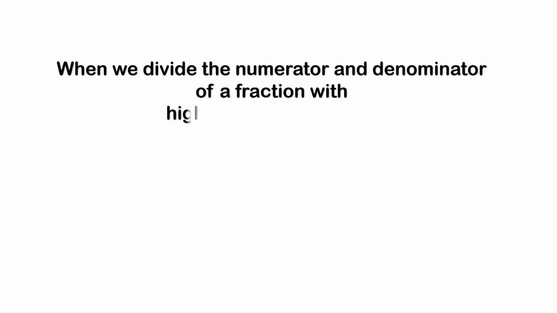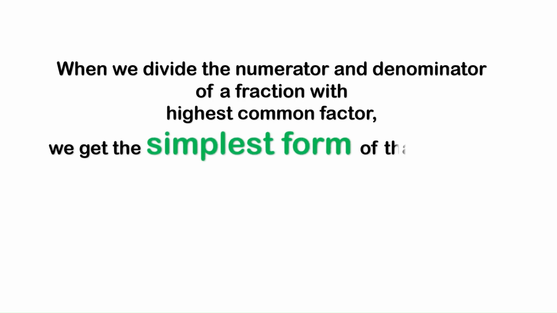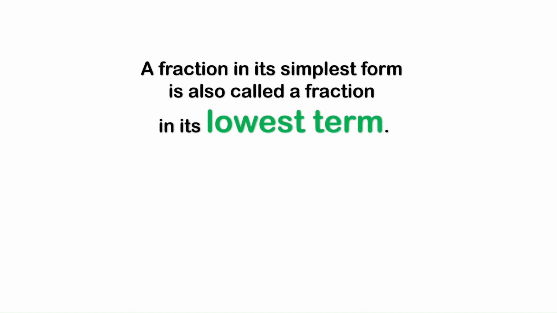Thus, when we divide the numerator and denominator of a fraction by the highest common factor, we get the simplest form of that fraction. A fraction in its simplest form is also called a fraction in its lowest term. So do not get confused. If you come across terms like simplest form and lowest term of a fraction, these two names are for one and the same thing. We'll do some examples.